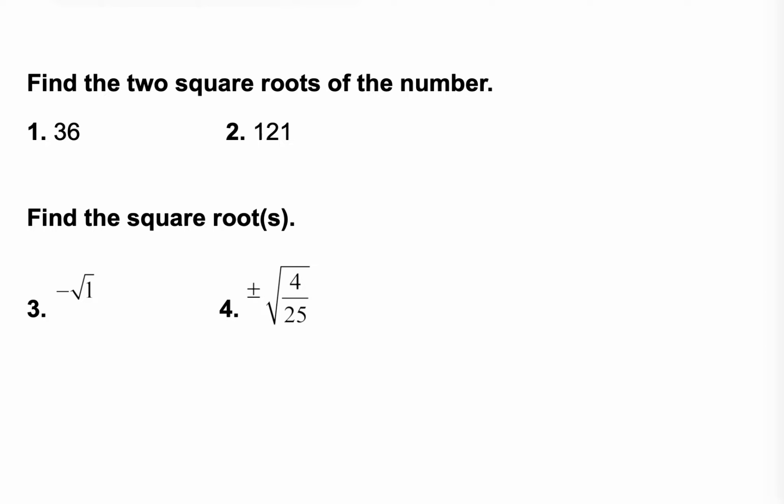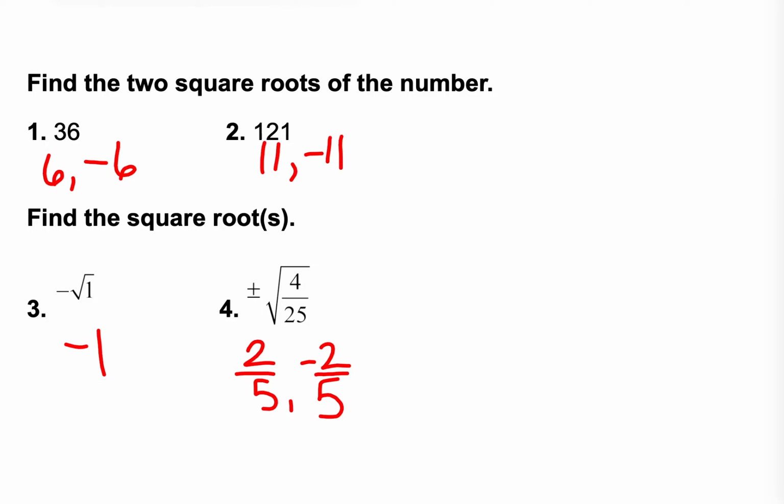Okay, let's check to see if you did your math correctly. Okay, 1 and 2 say the 2 square roots of the number, so make sure you have both a positive and negative answer. Number 1, you should have had 6 and -6. Doesn't matter which one you put first. If you put the -6 first, that's totally fine. And then for 2, you should have 11 and -11.